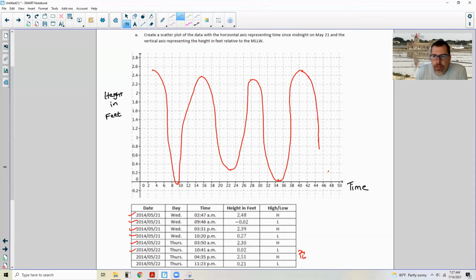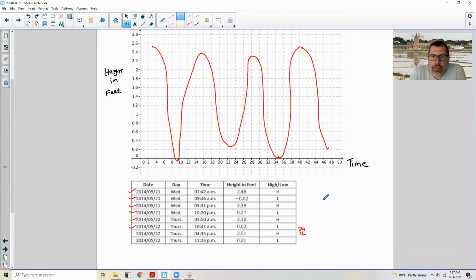Okay, and then lower again. So there's the graph of the tidal heights. That's better. Okay, so that's what the graph would look like after graphing all those points.